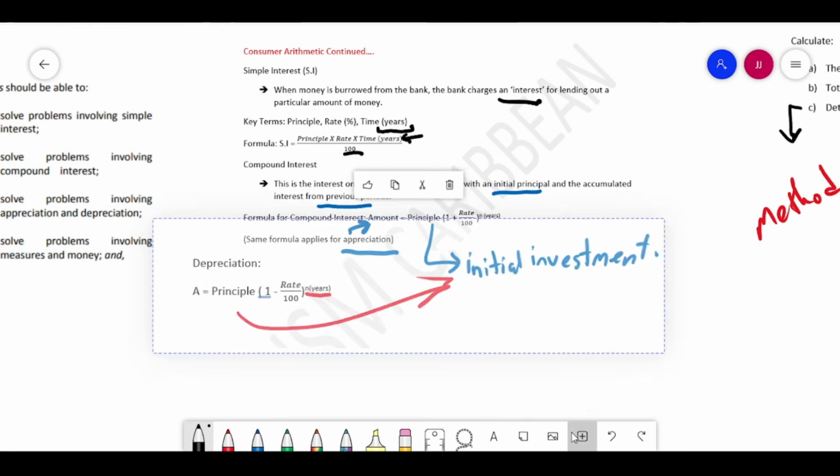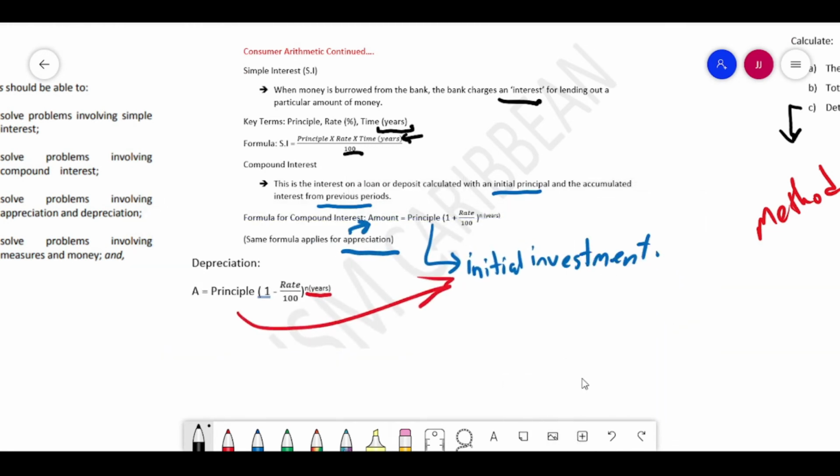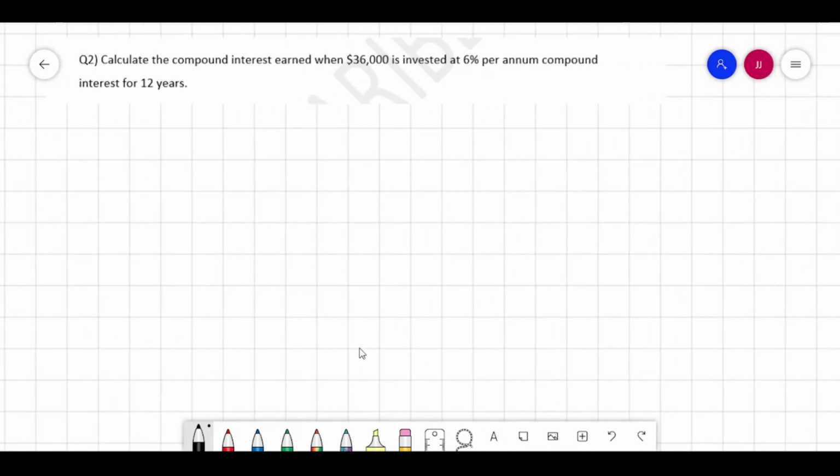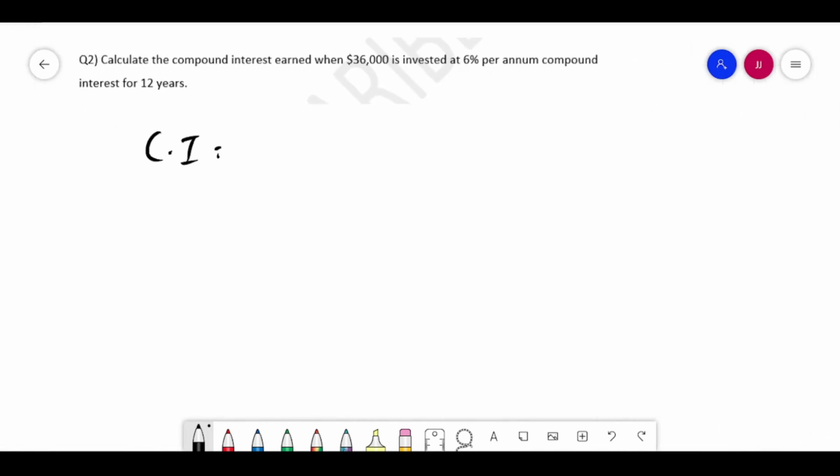So we are dealing with compound interest. Now this here is a formula for compound interest. The amount is equal to the principal, which is the initial investment, multiplied by 1 plus the rate over 100, to the power of n years. So let's write out that formula. Compound interest is equal to principal, which is the initial investment, into 1 plus the rate over 100 to the power of n years.